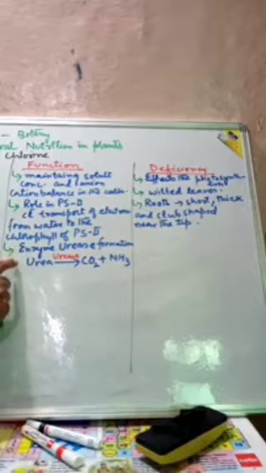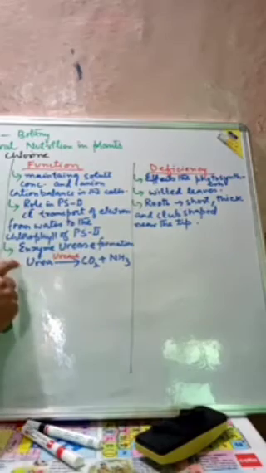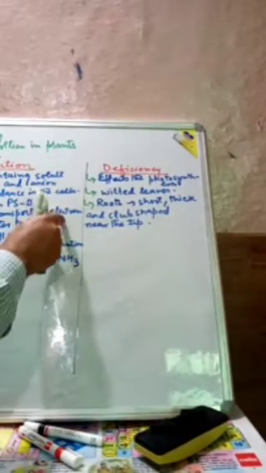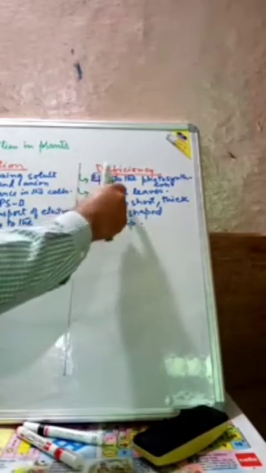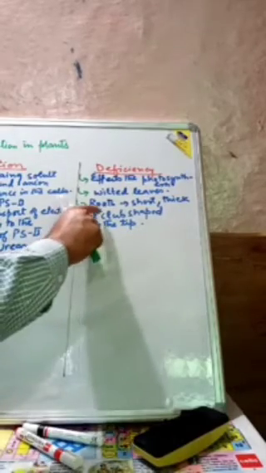Chlorine also plays an important role in the formation of the enzyme urease, and this urease enzyme helps in the breakdown of urea into carbon dioxide and ammonia. Deficiency: because of its role in PS II, it affects the process of photosynthesis, and we will see wilted leaves. In the roots, we see that they become short, thick, and somewhat club shaped near the tip. This was about chlorine.